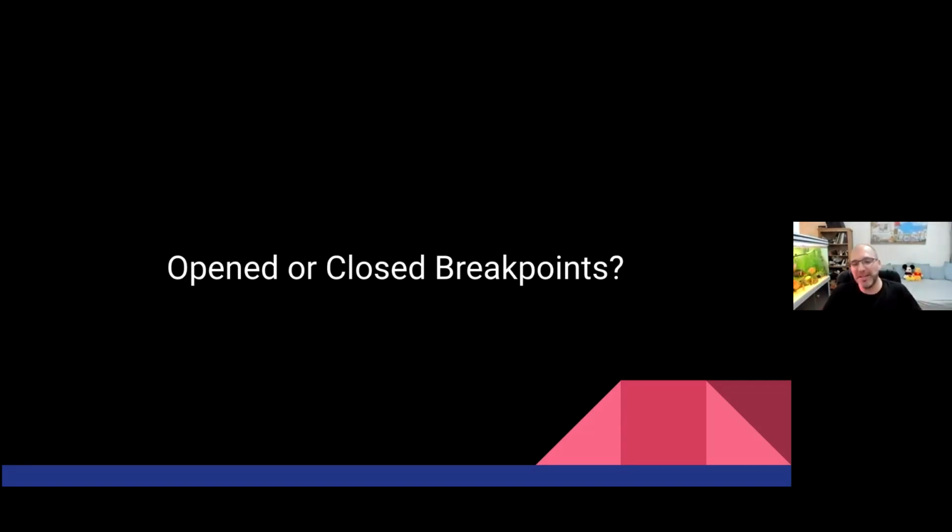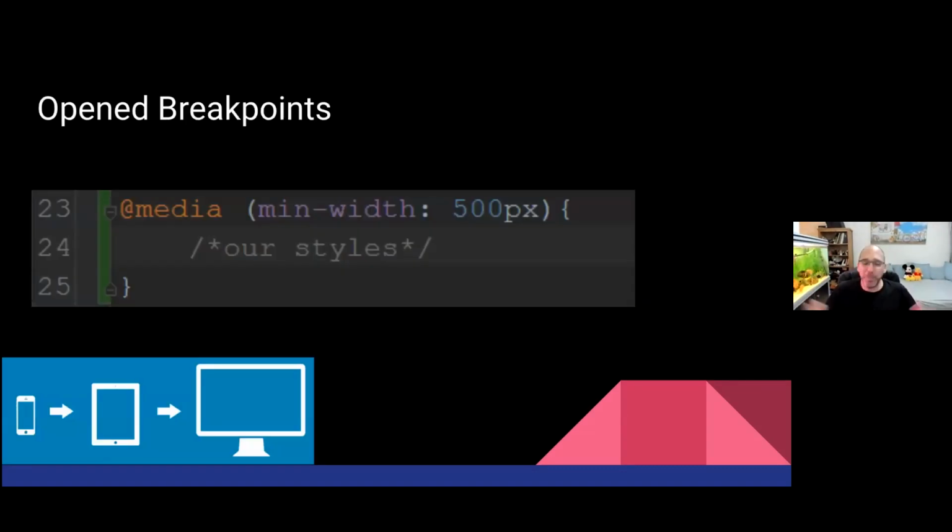Open and closed breakpoints. What are open and closed breakpoints? An open breakpoint is a media rule that has a starting point but doesn't have an endpoint, like a media rule with a minimum width of 500 pixels. This breakpoint is targeting screens that are bigger than 500 pixels. It will target screens of 500 pixels, 1000, 2000, and infinite up, because this is an open breakpoint.